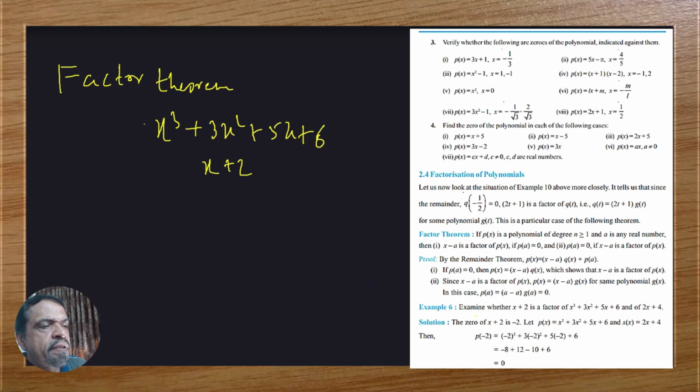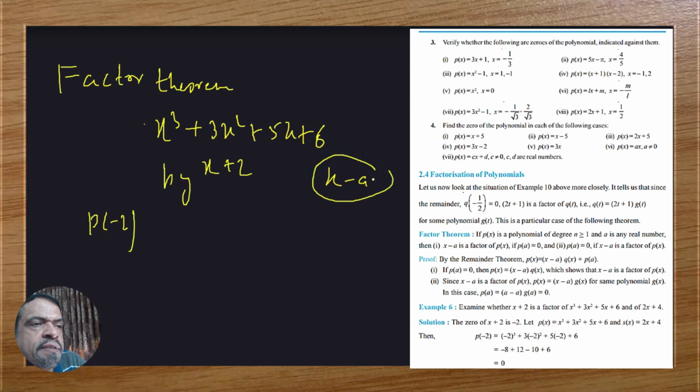Example number 6 I am taking here. This algebraic expression is divided by x plus 2. It's divided by x plus 2, which means in place of x we will put minus 2. See, why minus 2? Because the theorem is x minus a, so we have to take a with the minus sign, or we can put directly x plus 2 is equal to 0, then x is equal to minus 2.